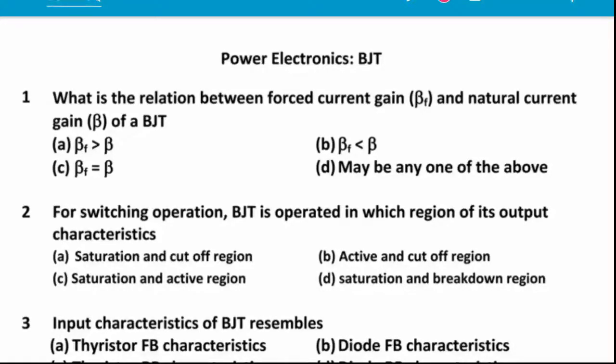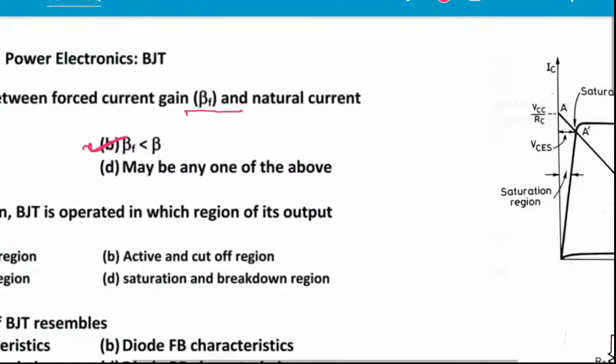First question: what is the relation between forced current gain, that is beta F, and the natural current gain, that is beta, of a BJT? So the answer is beta F is always smaller than natural beta. And why? I am explaining here.